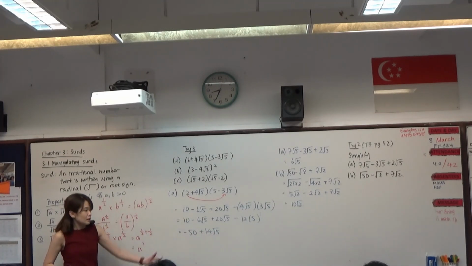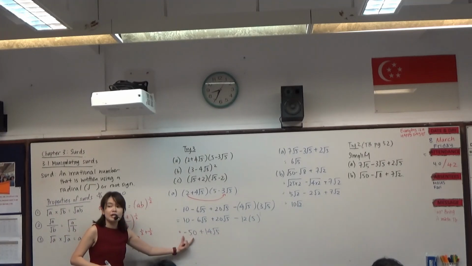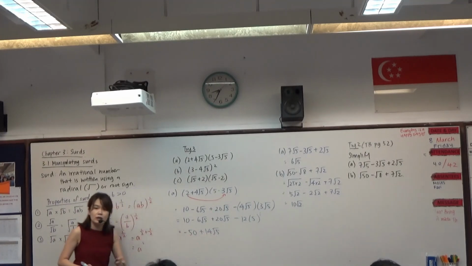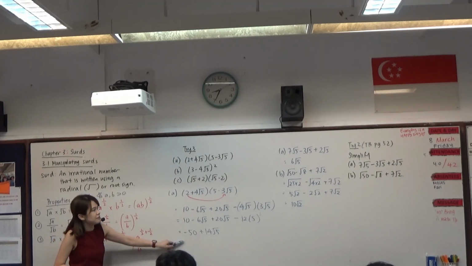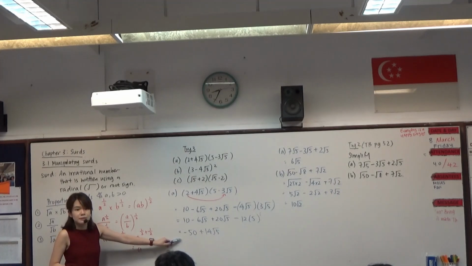Okay? This and this are not like terms. This is a rational number. This is an irrational number. You cannot add them up together. So your simplified answer will actually be this.